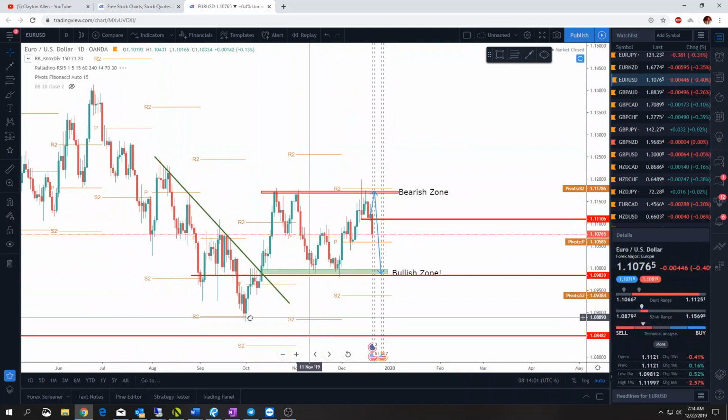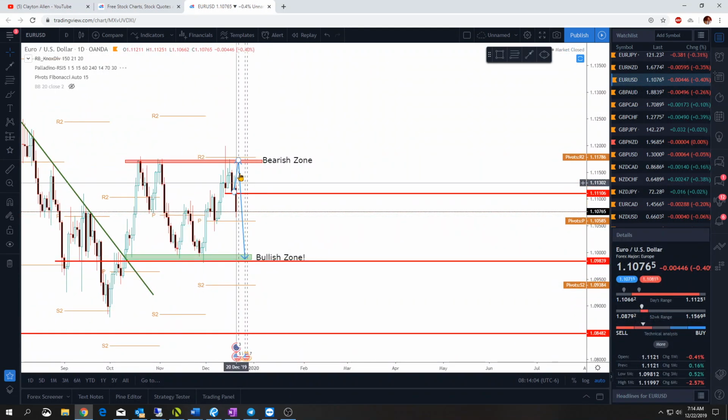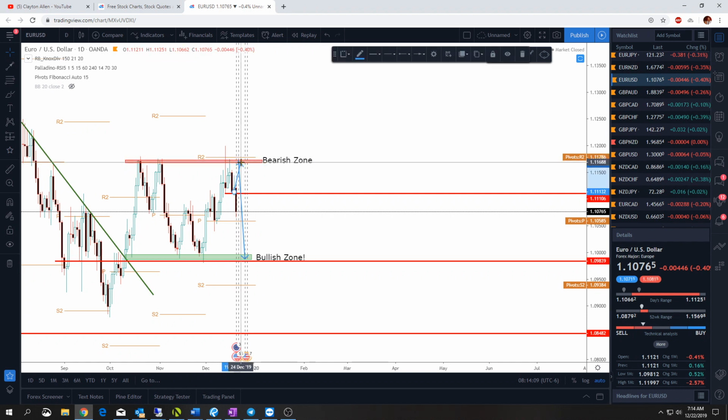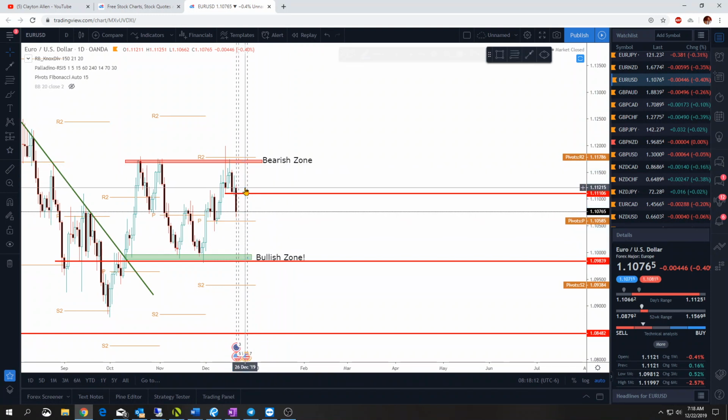Euro US dollar. So we didn't quite get the pullback we were looking for last week. You can see this is some analysis from last week. Okay, so last week we were expecting price to make this bounce on this support, come back up to this bearish area. We would have put in a sell trade, but as you can see, we missed it. Price rocketed back towards its pivot, and now we're kind of in no man's land, at least here on daily.